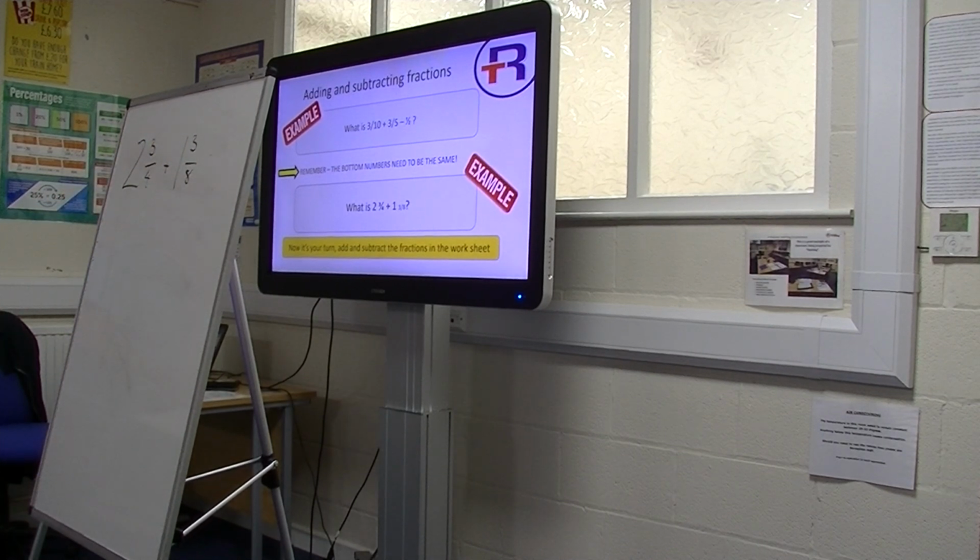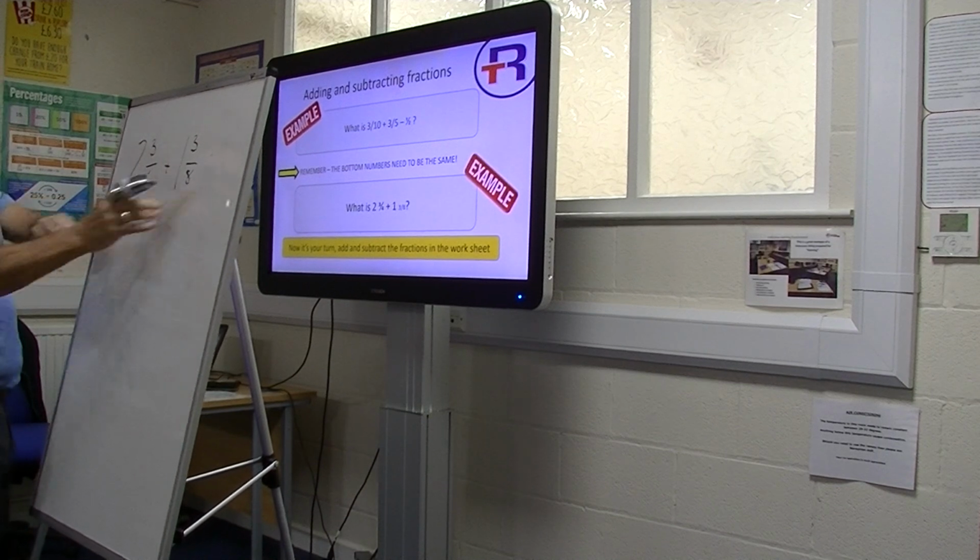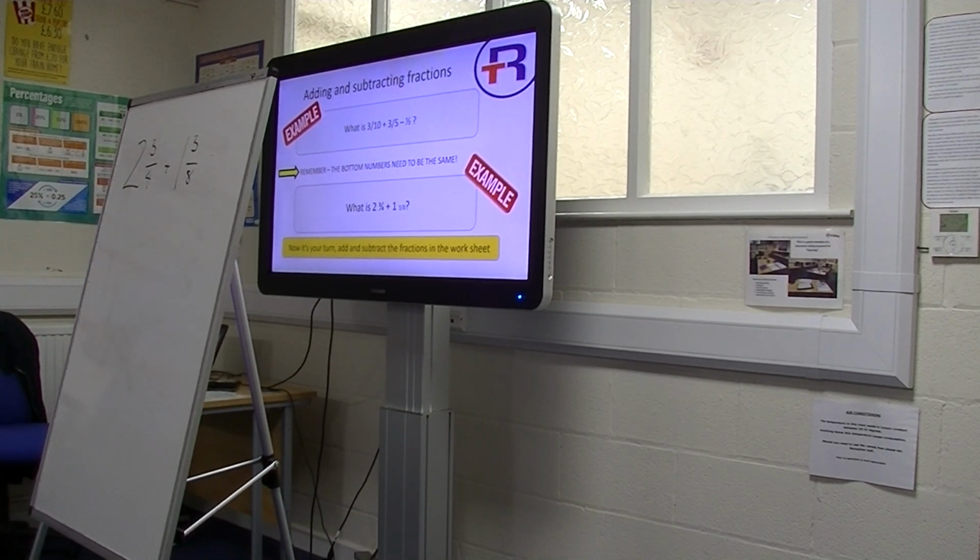Two and 3/4 plus 1 3/8. Oh, now then it's starting to look a bit trickier. But is it? No, because we follow that same process that we followed a few minutes ago. We have a look at what we've got. We've got 2 mixed numbers. Okay, how are we going to solve this particular question?